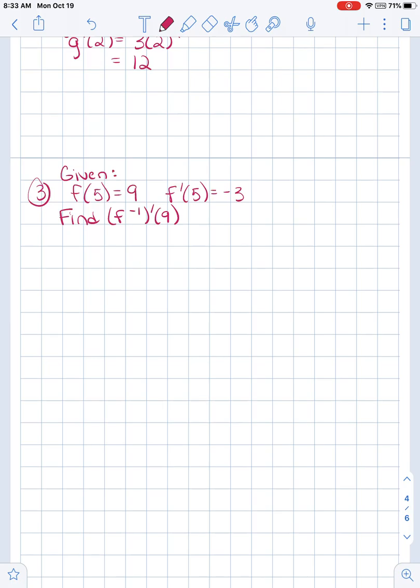I want you to pause for a moment. I haven't had you pause yet. It's time that you pause. I want you to think this one through. I don't even tell you what the function is. You can't find the inverse algebraically speaking. So how can you find the derivative of the inverse? Pause for a moment. Go try.